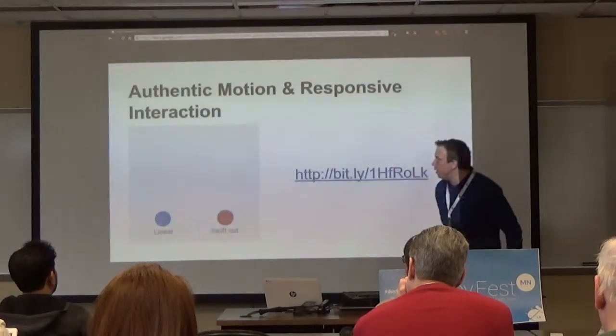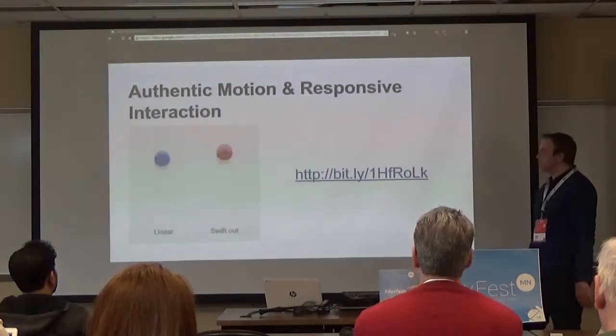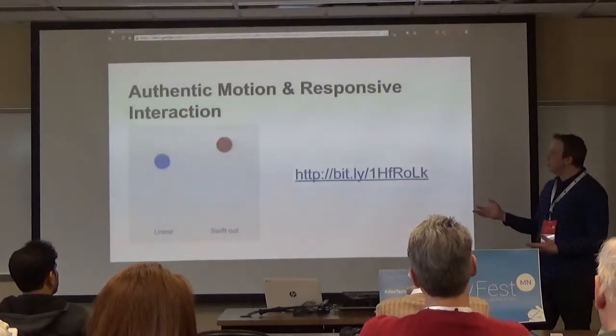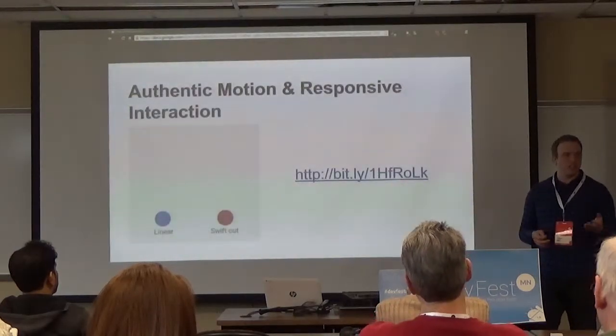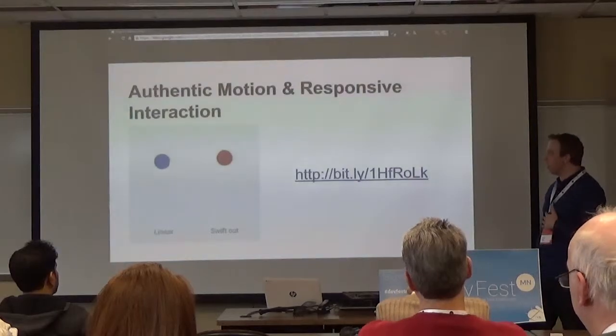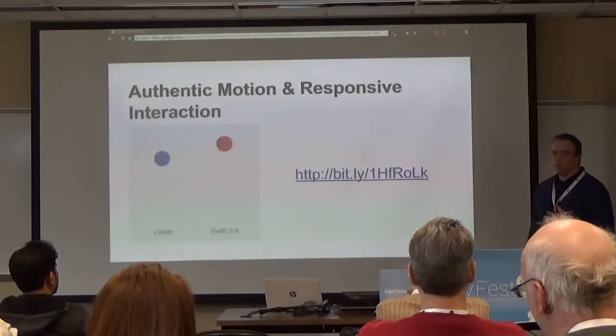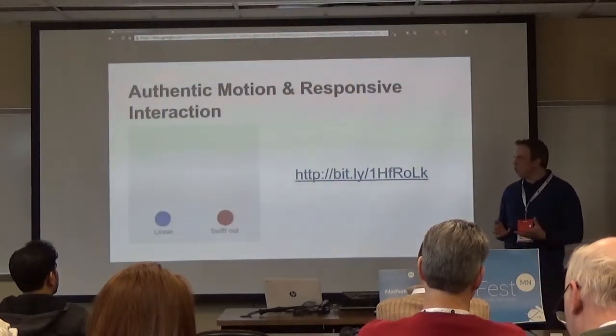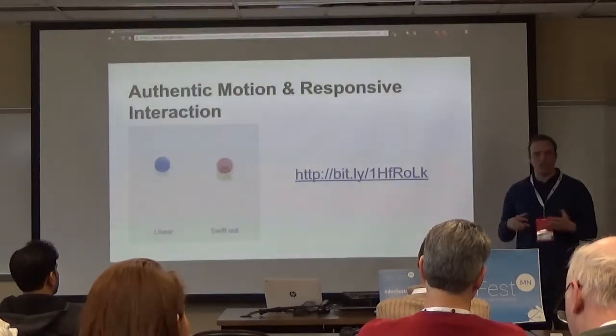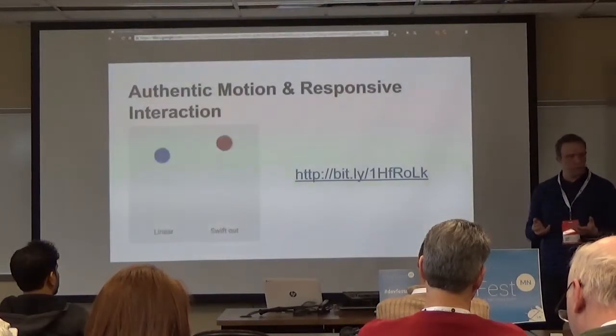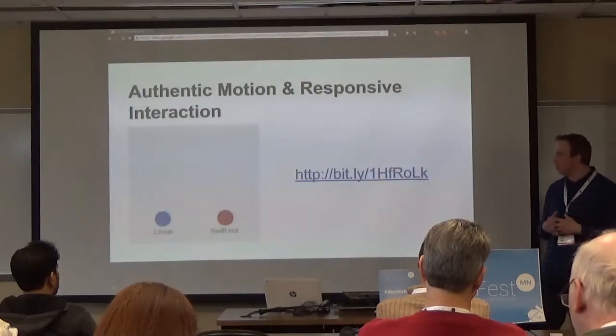So one of the things that we looked at when we were implementing material design were these two concepts of authentic motion and responsive interaction. And these are two concepts that are in the material design documents. Authentic motion says that things that move in the digital world should actually move like they would in the real world. It should move authentically.